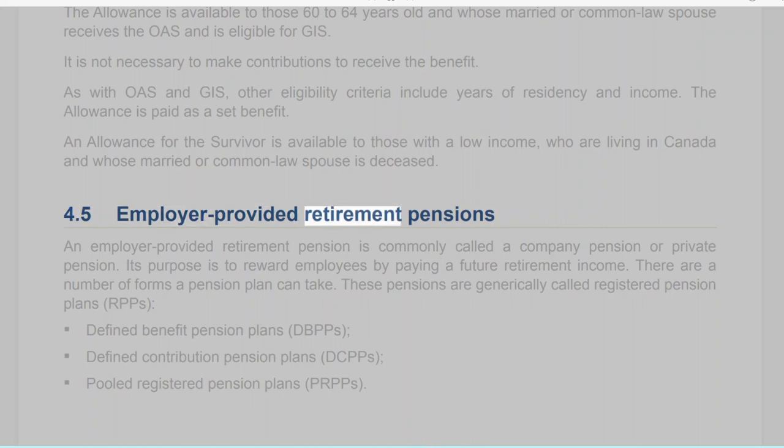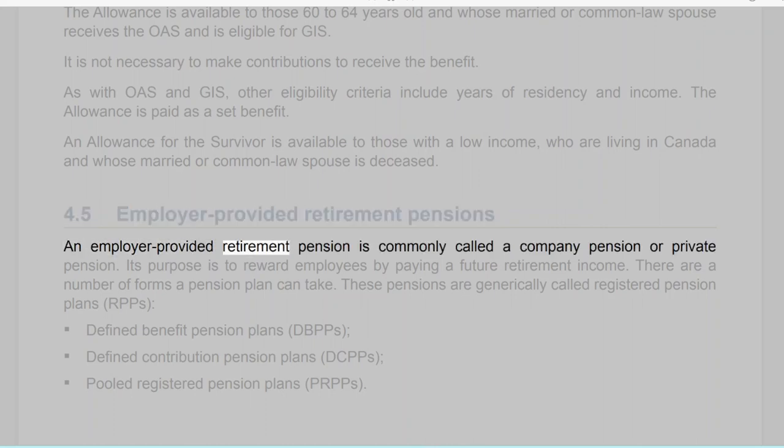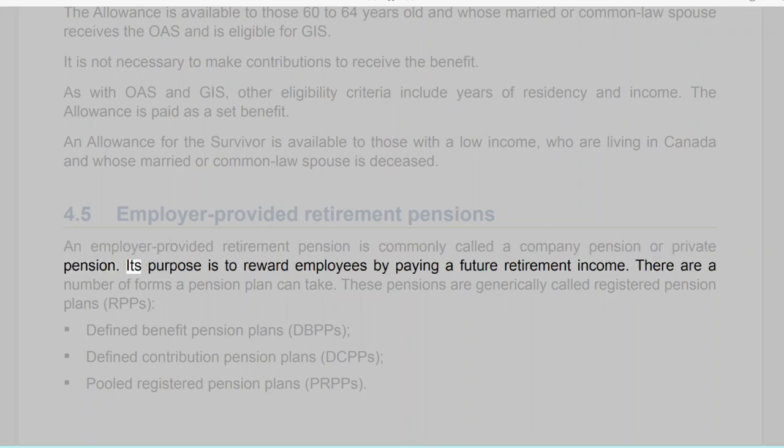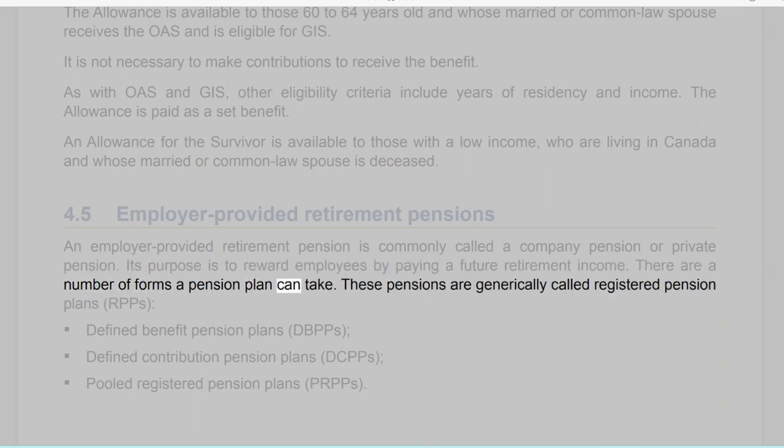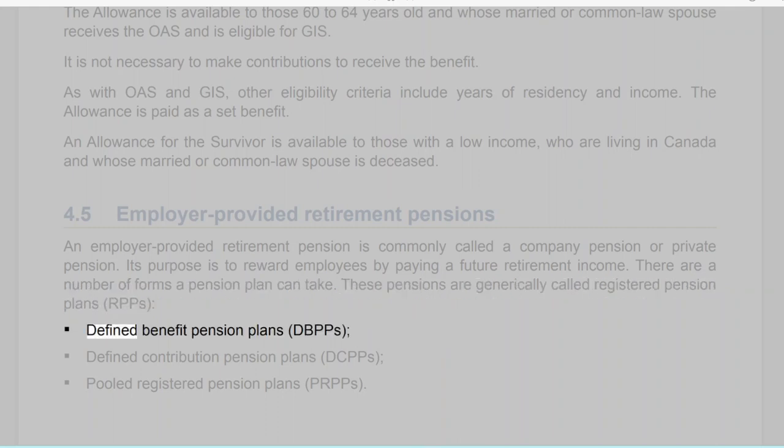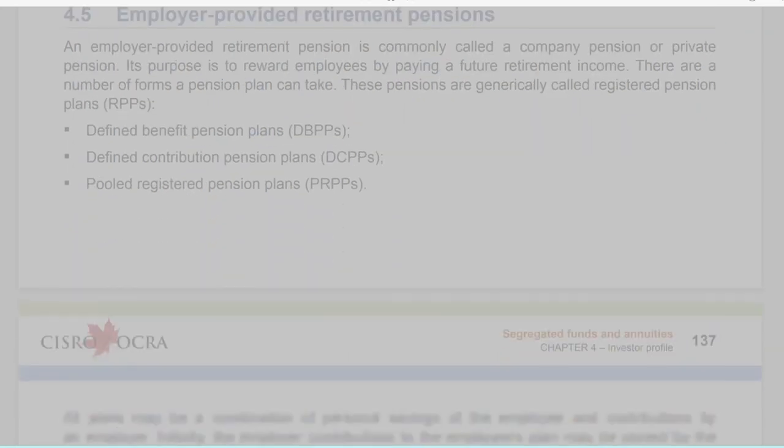4.5 Employer-provided retirement pensions. An employer-provided retirement pension is commonly called a company pension or private pension. Its purpose is to reward employees by paying a future retirement income. There are a number of forms a pension plan can take. These pensions are generically called registered pension plans, RPPs: Defined Benefit Pension Plans, DBPPs; Defined Contribution Pension Plans, DCPPs; Pooled Registered Pension Plans, PRPPs.